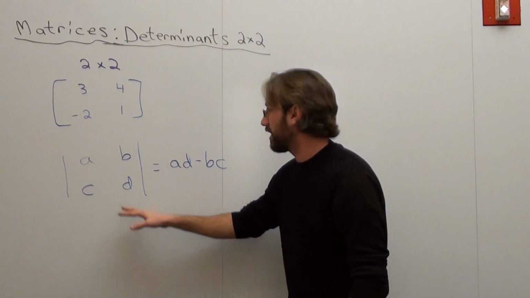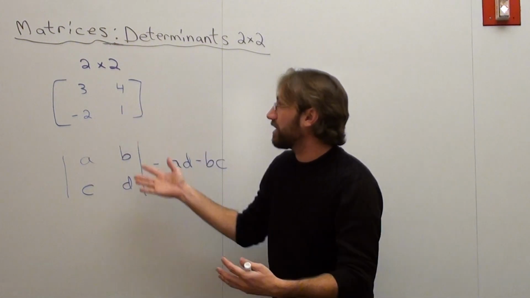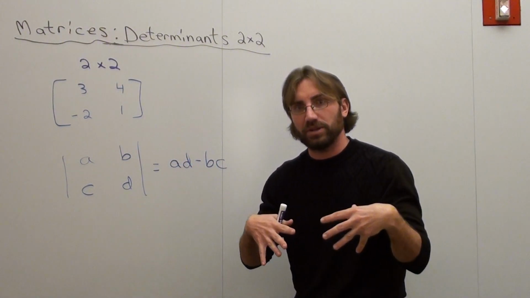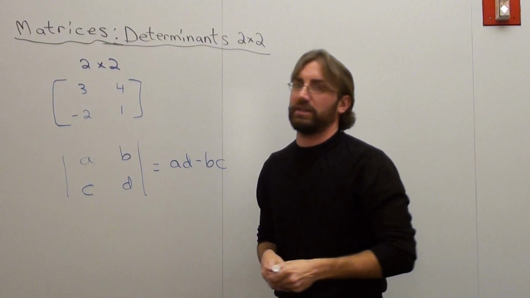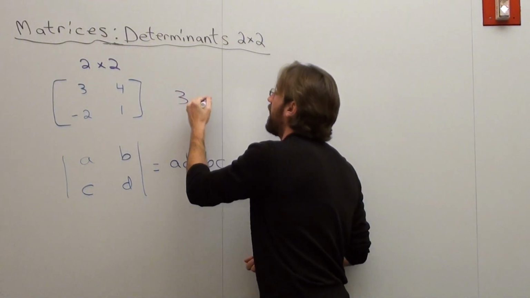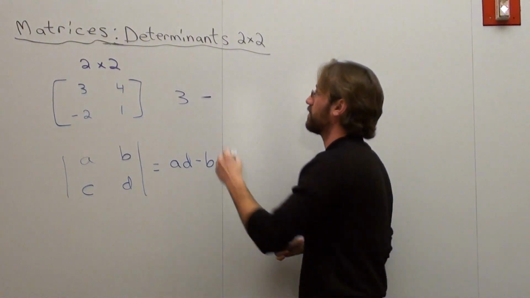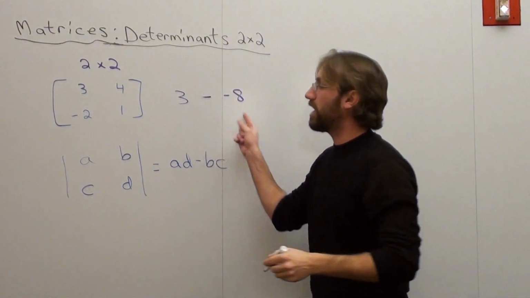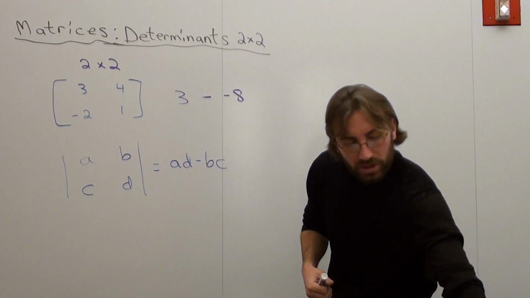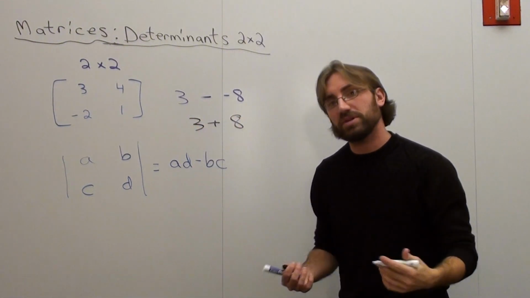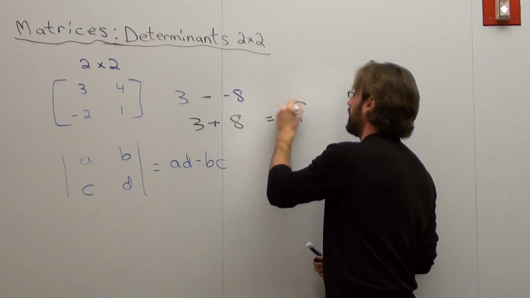So I've got this matrix here that I want to figure out the determinant for. Well, what I do in order to figure out a determinant for 2 by 2 is I take these two terms and multiply. Well, 3 times 1 is 3. And then I subtract the product of those two terms, 4 times negative 2, which is negative 8. Well, two negatives in a row make a positive, so it's 3 plus 8 equals 11.